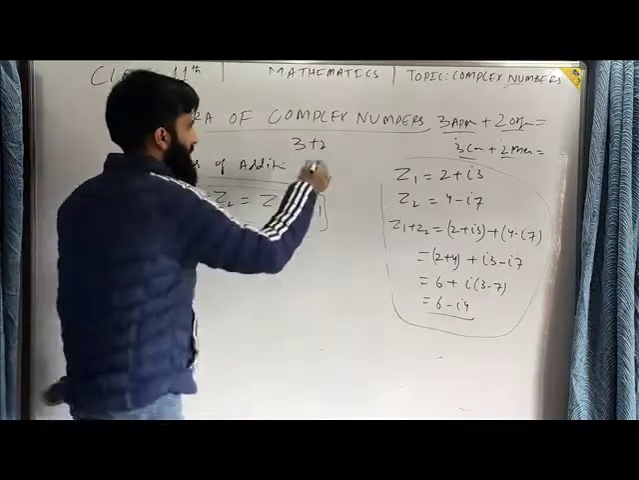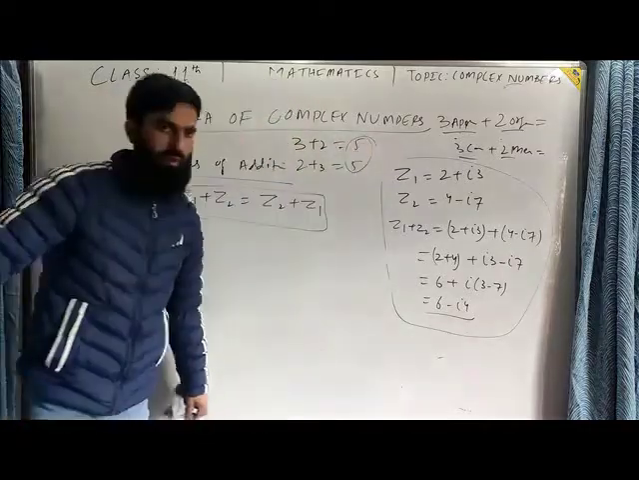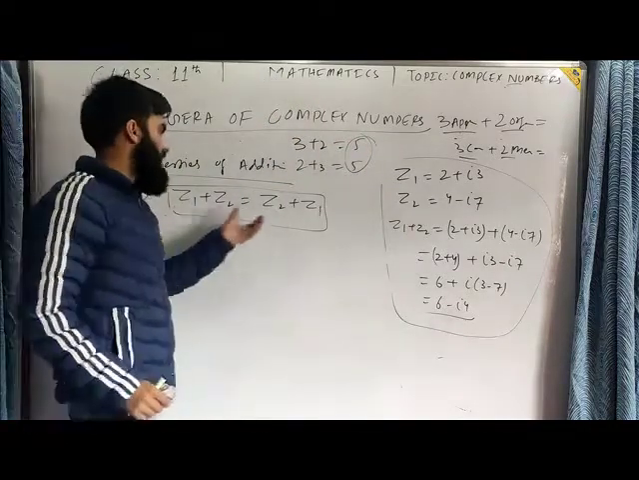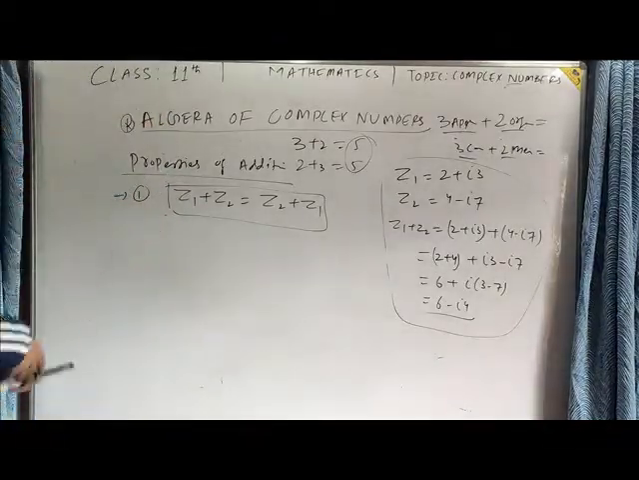3 plus 2 is what? That is 5. And 2 plus 3 is what? That's also 5. So this is called commutative law. Okay? This is called commutativity, the property of commutativity. So addition of complex numbers follows the commutative law.